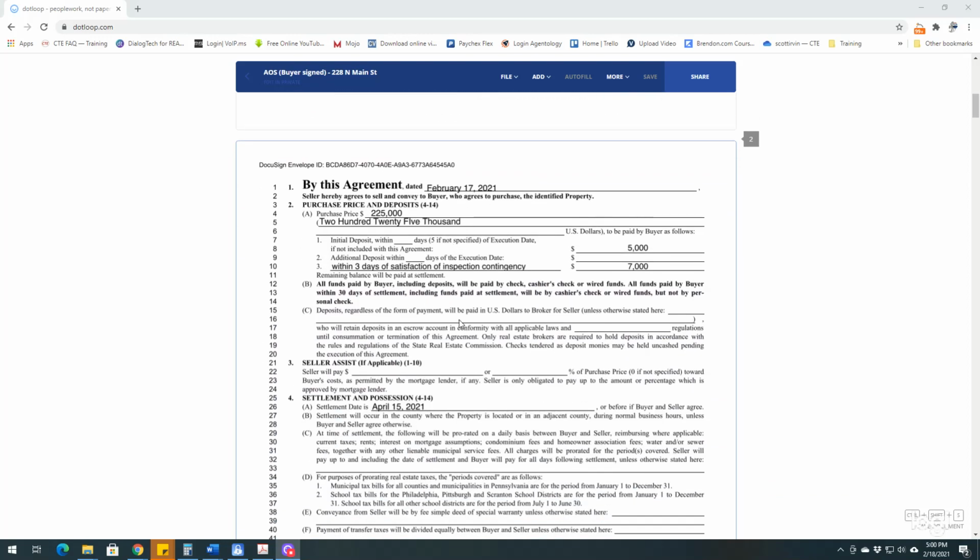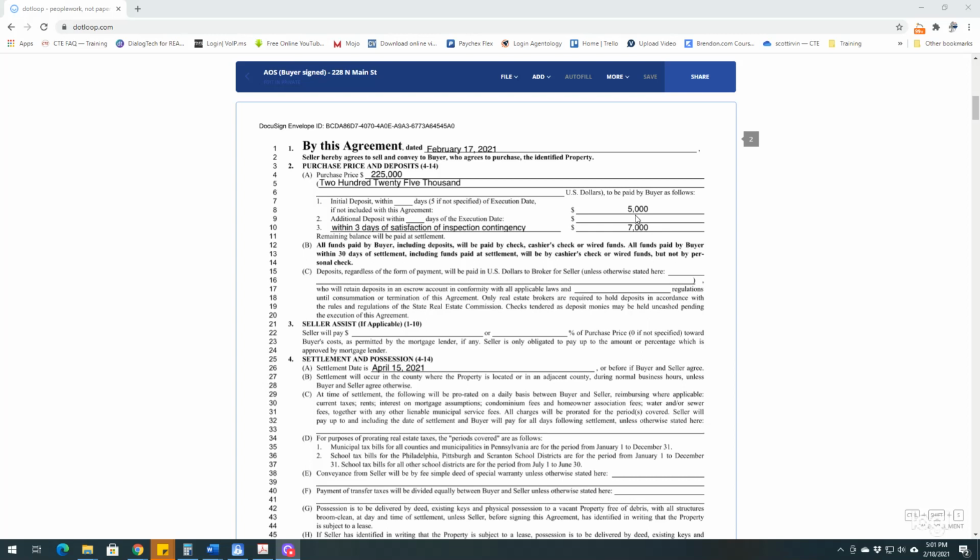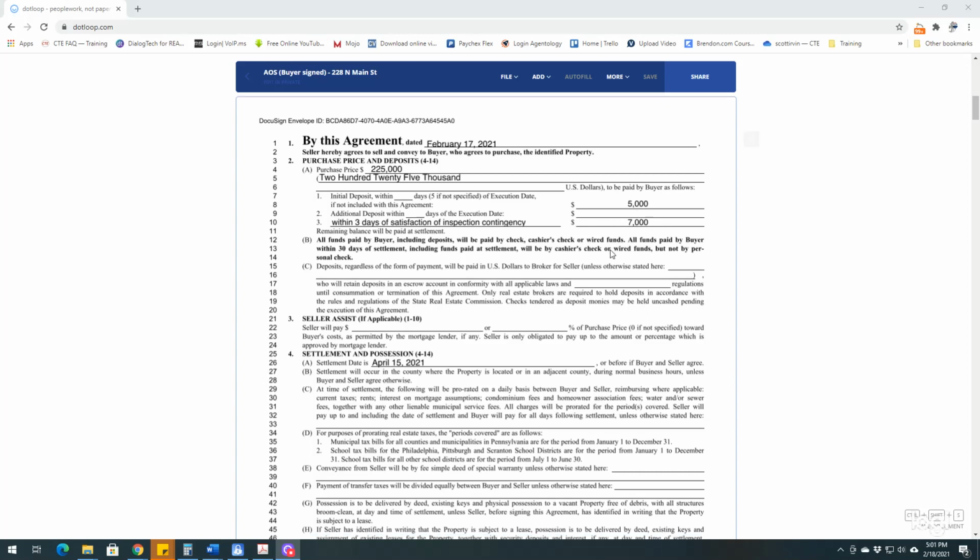This is the important page here. You have the date of the agreement, the purchase price written out. Here we have a first deposit of $5,000, a second deposit of $7,000, and the second deposit will be deposited within 3 days of satisfaction of an inspection contingency. This can vary based on the agreement. Sometimes it's a larger or smaller deposit. Sometimes there's only one, and a lot of times there are two.